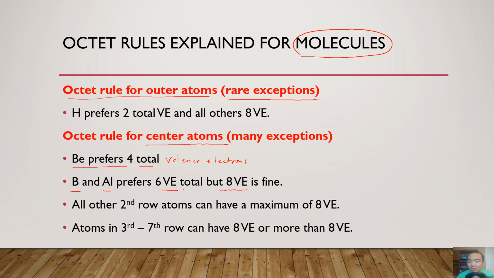Do remember, all other second row atoms can have a maximum of 8 valence electrons. If you give me 9, 10, that's invalid. For all atoms inside the third to the 7th row, they can take 8 valence electrons, but you can give me more. Actually, some of the atoms can even take up to 18 valence electrons.